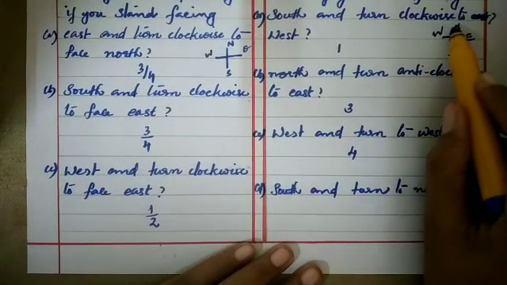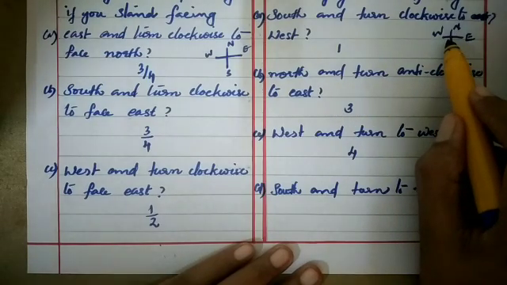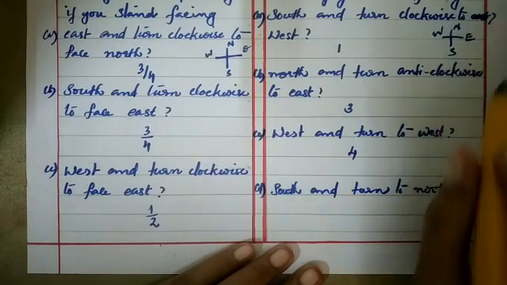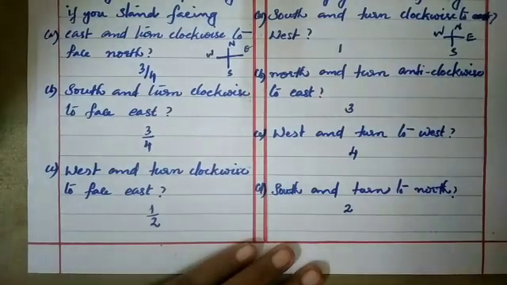Then south and turn to north. Whether it is anti-clockwise or clockwise direction, it is a half of a revolution. How many right angles? It's 2 right angles. Hope all of you understood.